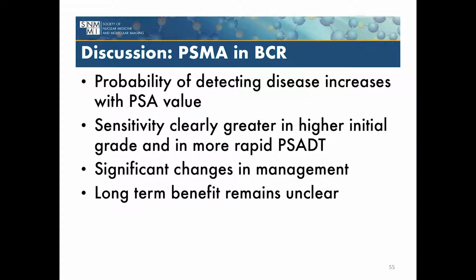The probability of detecting disease definitely increases with the PSA value. But one thing that, at least anecdotally, I've found, and I think this is borne out somewhat by the literature, is that the sensitivity is clearly greater in higher initial grade and more rapid PSA doubling time. In the patients where we have a very rapid PSA doubling time, I've seen very low numbers. Conversely, I've seen in patients who have a very low-grade disease, like a Gleason 3+3, biochemical recurrence since 2006, scans that are negative with PSAs of 8 or something like that. So there's definitely a negative thing that happens in lower grade biochemical recurrence.